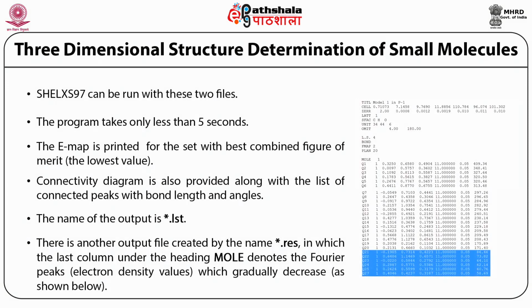Now with the availability of these 2 files, SHELXS-97 can be run. The 97 indicates the program version in the year 1997. So these 2 files are sufficient to run the program. The program takes just less than 5 seconds to get the peaks. So if you look at the figure, I have given a table.